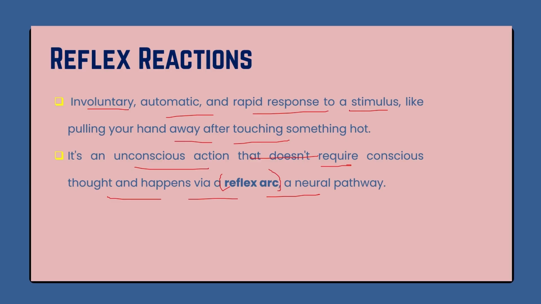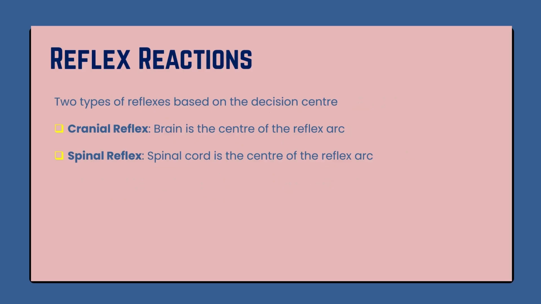All right. Now, there are two types of reflexes based on the decision center. In the majority of reflex actions, the decision center is the spinal cord, and such a reflex we call a spinal reflex. The neural pathway involved in a spinal reflex is called the reflex arc. And then we have cranial reflex. Cranium is related to the brain. So if the control center is the brain, in this case we call the reflex a cranial reflex, which are very few in number. Most of the reflexes are spinal in nature.